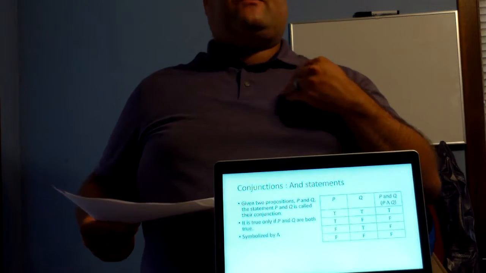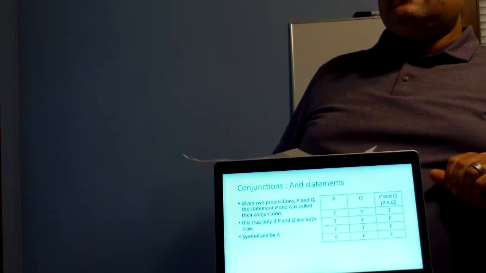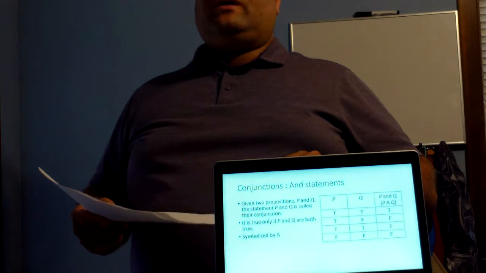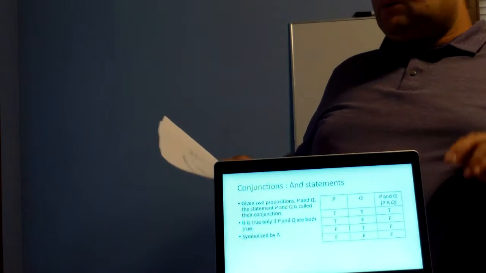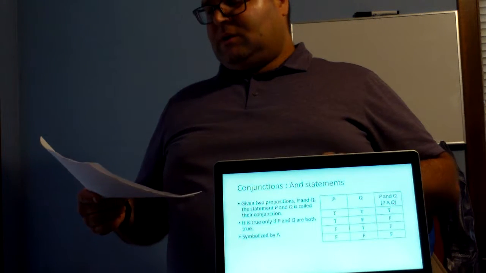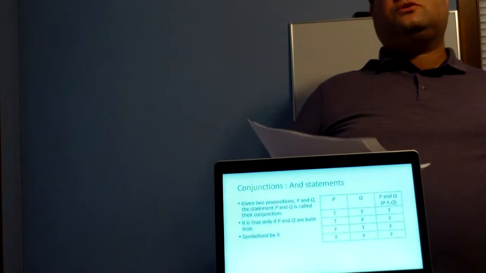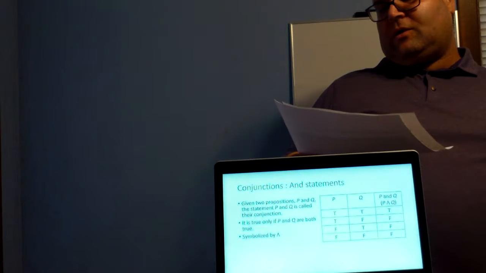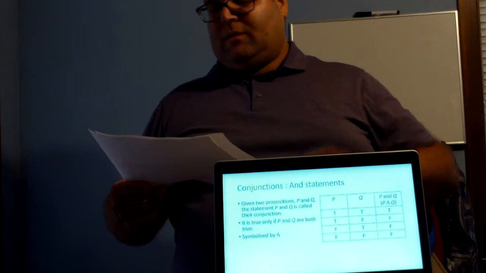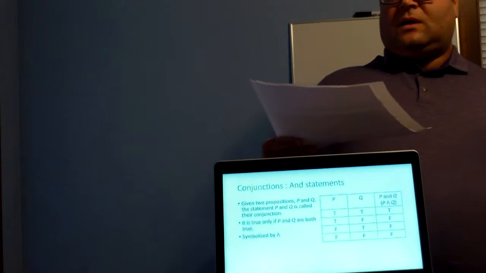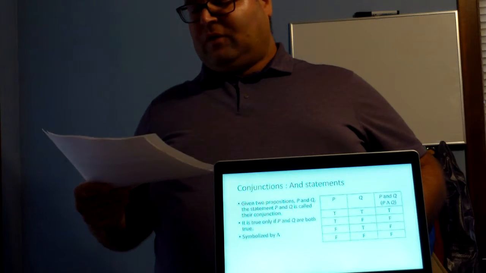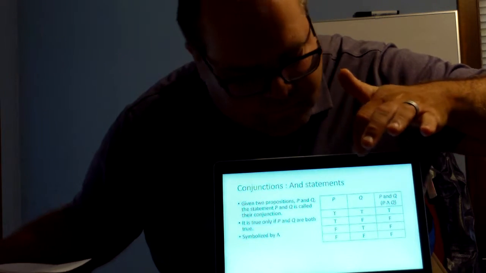And since we have two things going in, we have P and Q, we end up with a total of 4 cases. And anytime we have 4 cases, they're represented in the same order. True, true, true, false, false, true, false, false. P and Q is true when both are true. True, false gives us false. False, true gives us false. And false, false gives us false.